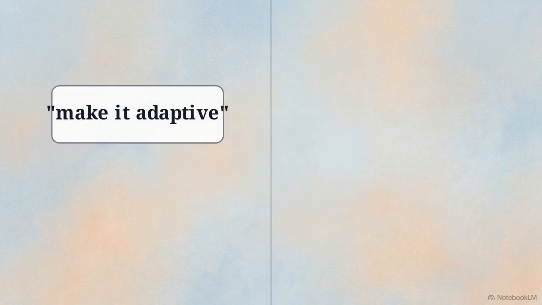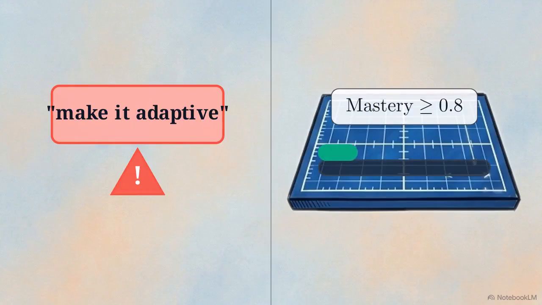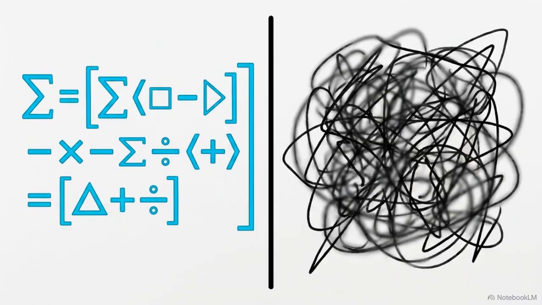Avoid vague instructions like "make it adaptive." Instead, write out an explicit formula, such as promoting a student only when their mastery score reaches 0.8. Separating global laws from specific math-based rules limits the AI's ability to invent opaque or unexplainable logic.